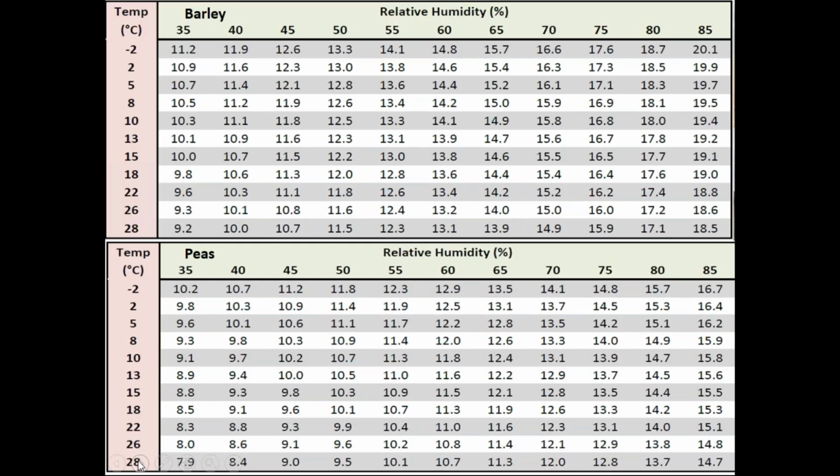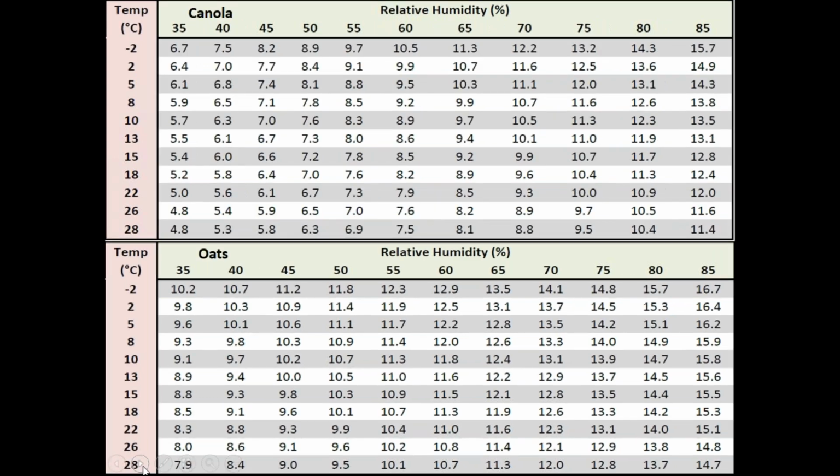And here's just a couple more of the charts that are there. One for barley, one for peas. The biggest thing there is it all depends on your grain size and the ability of the air to move through the grain as to how your equilibrium will change. So peas being something where air moves very fast, you can see that a lot of the numbers, it'll dry down fairly fast. And here's canola and oats.